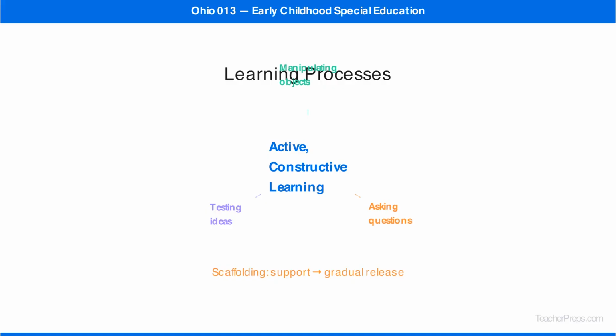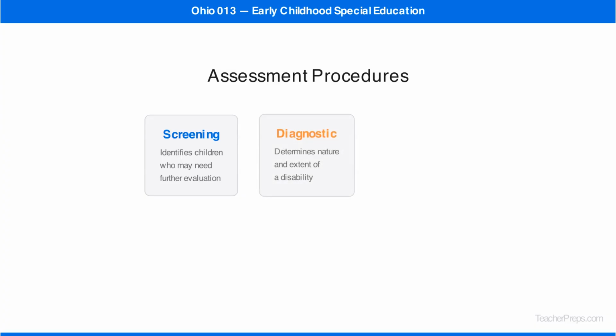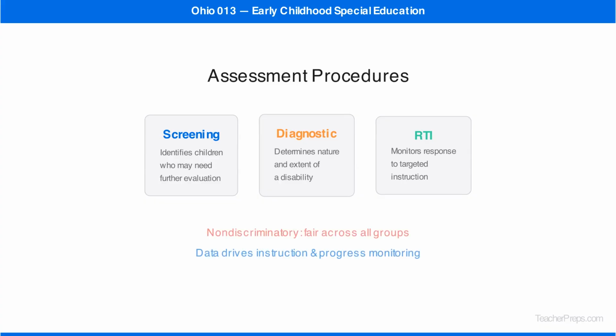Assessment procedures are heavily tested on this exam. You need to distinguish between informal assessments like observations and checklists and formal assessments like standardized tests. Know the 3 key types: screening, which identifies children who may need further evaluation; diagnostic assessment, which determines the nature and extent of a disability; and response to intervention, or RTI, which monitors how a child responds to targeted instruction. Non-discriminatory assessment is critical. Tests must be fair across cultural and linguistic groups. Assessment data drives instruction. You use it to plan interventions, set goals, and monitor progress over time.